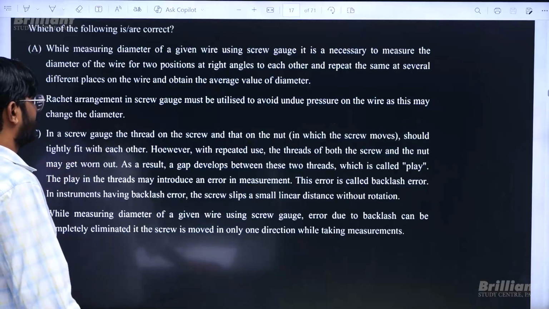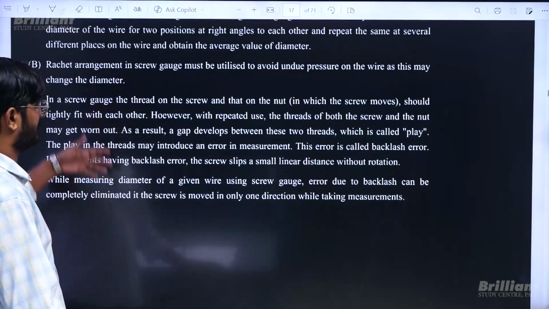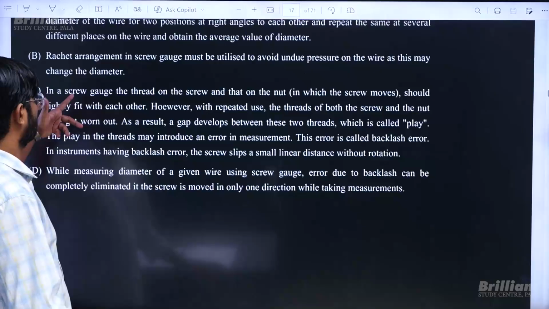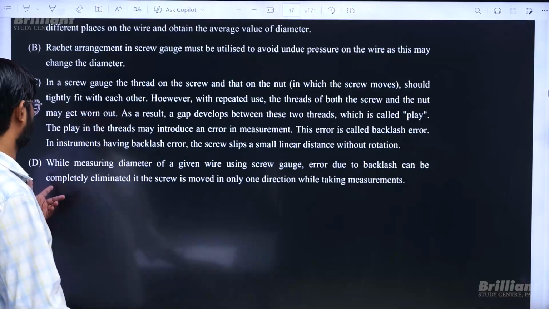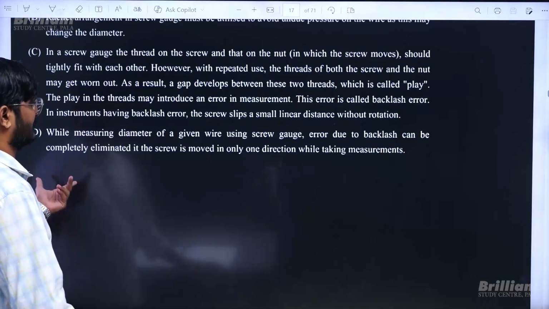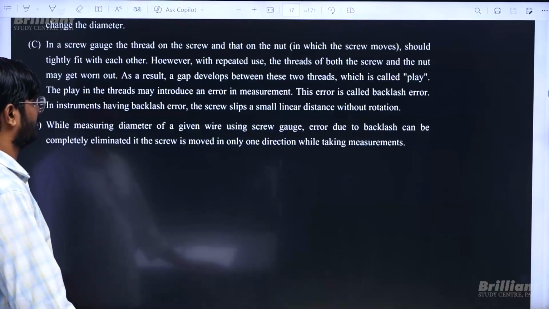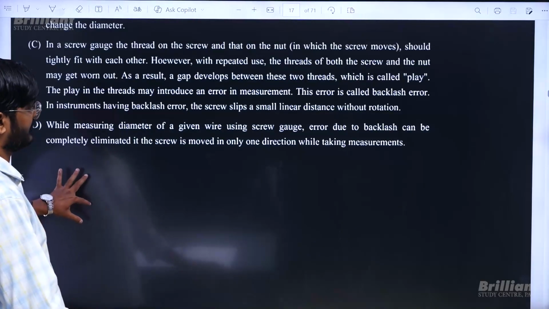In a screw gauge, the thread on the screw and that... this one is also from the same material, and I think they want you to understand it can't be completely eliminated, it can only be reduced.